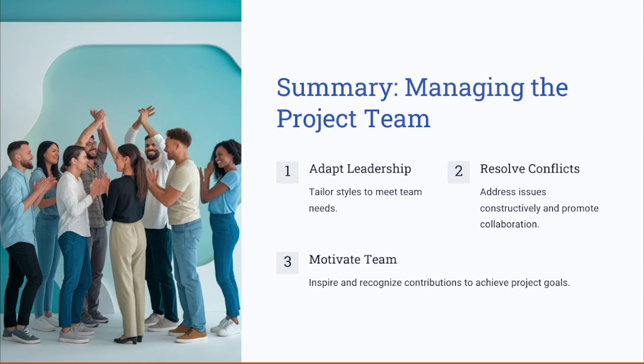In summary, we say that managing the project team and the execution process group is about leadership, collaboration, and conflict resolution. By fostering trust, recognizing contributions, and maintaining accountability, the project managers can ensure the team performs at its best.